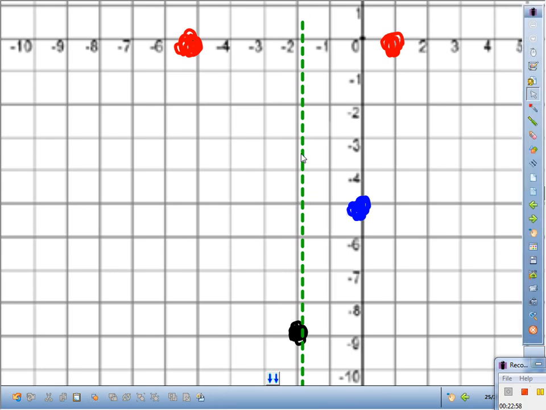All right, here we go. So, focus please. The vertex creates a line. This line right here is an imaginary line. This line has a specific name. It's called a line of symmetry, also known as axis of symmetry. Now, what does that mean? It gives us a balance of what we have.